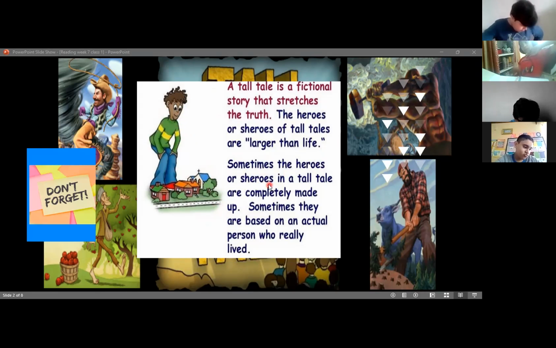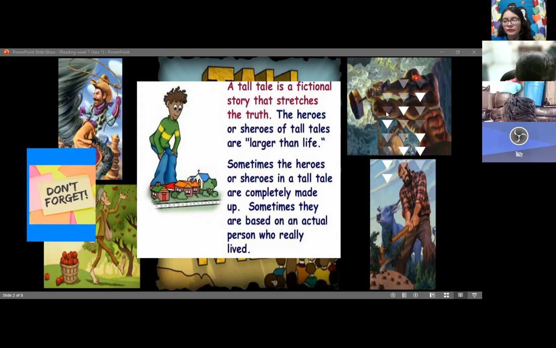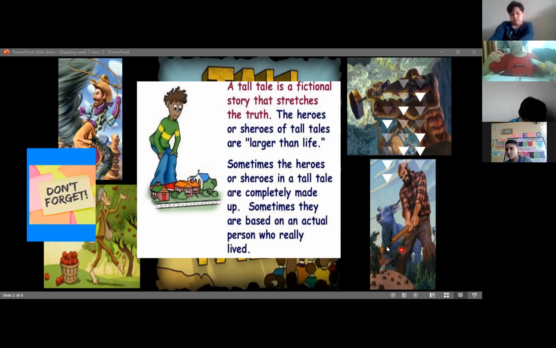Sometimes the heroes, or shearers, it mentions shearers, but it's the same as saying heroes, in a tall tale are completely made up. When it says made up, they exist only in the imagination of the person who writes the story. Sometimes they are based on an actual person who really lived, for example John Henry. The story that we read last week, John Henry, that boy exists. It was true. But it wasn't true that this boy could use just a hammer or two hammers in his hands to crack a boulder or to build a railroad. It doesn't happen. It's not true. But that boy exists.